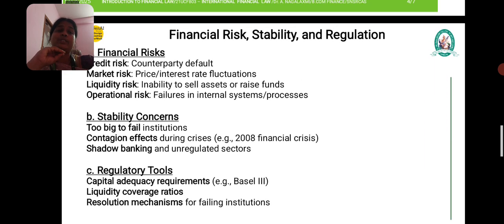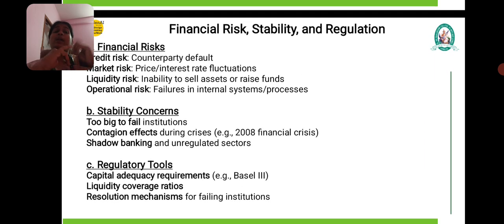Now we are going to see the financial risk and what are the stability and regulations. First we can see what is meant by financial risk. So credit risk, market risk, liquidity risk, and operational risk. These 4 risks together constitute financial risk.